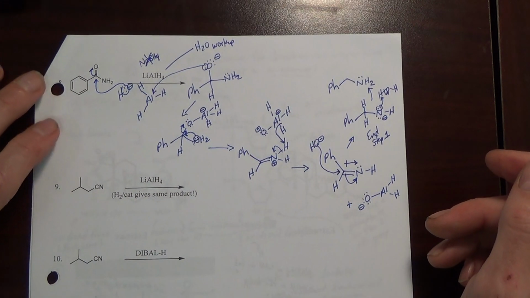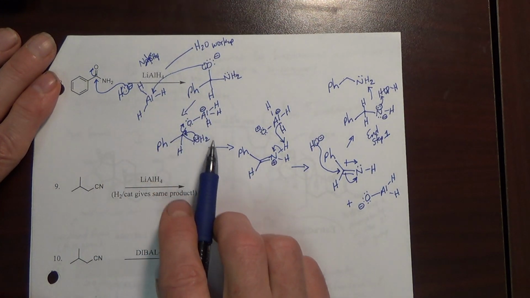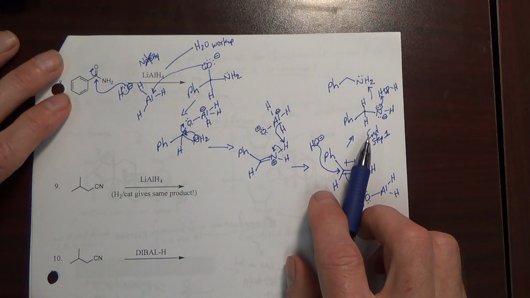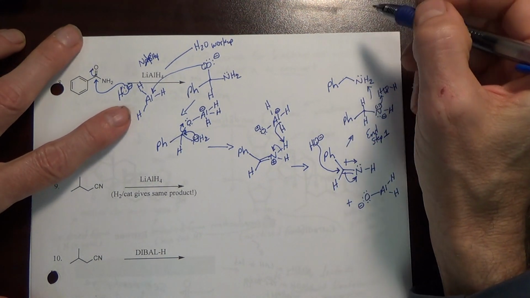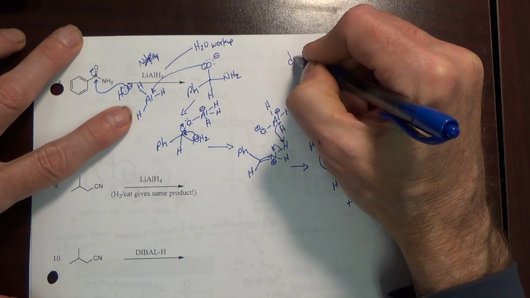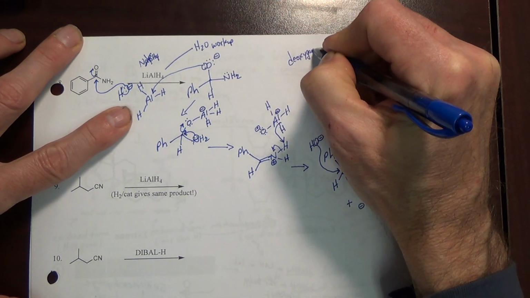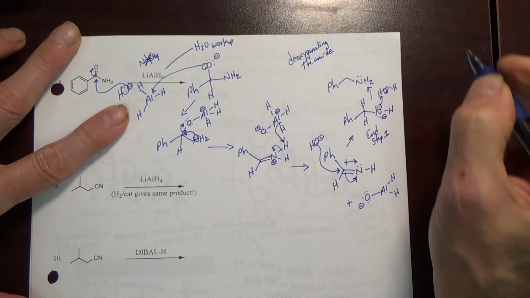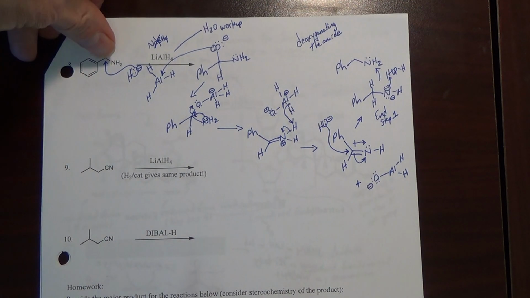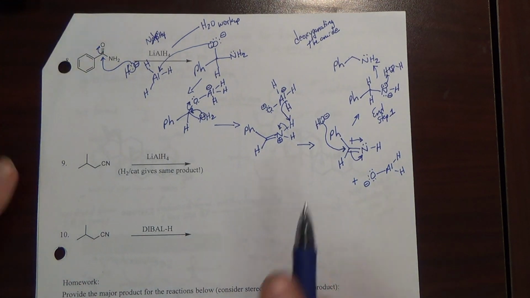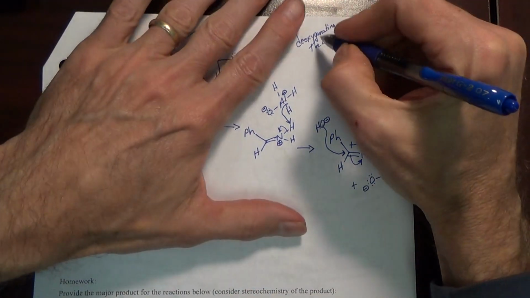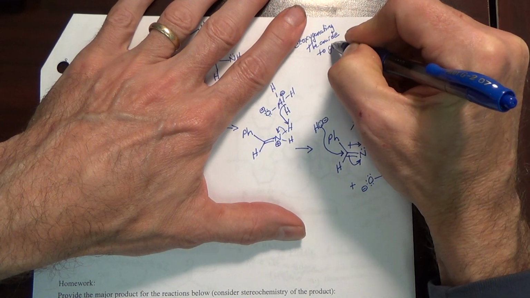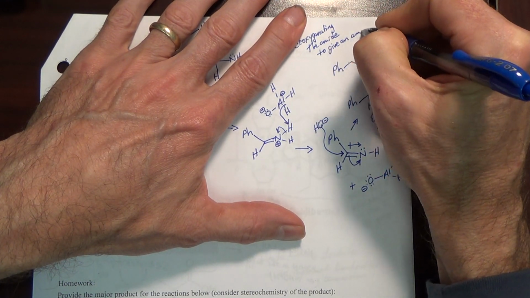Ultimately, this is a very unique reaction. The fundamentals are here in terms of understanding the mechanism. In terms of a product, we are deoxygenating the amide. That's what this does. You remove the oxygen and replace it with two H's to give an amine.